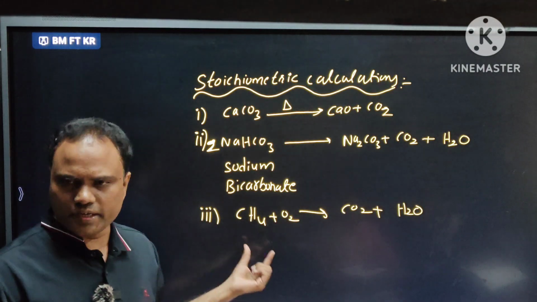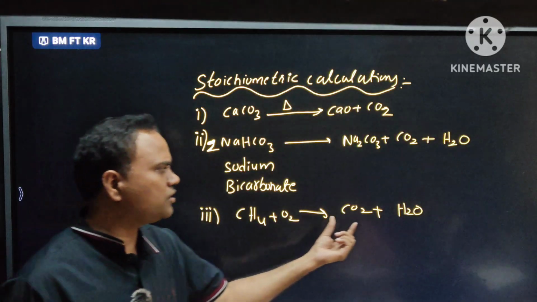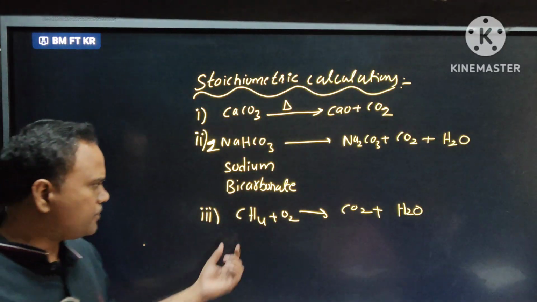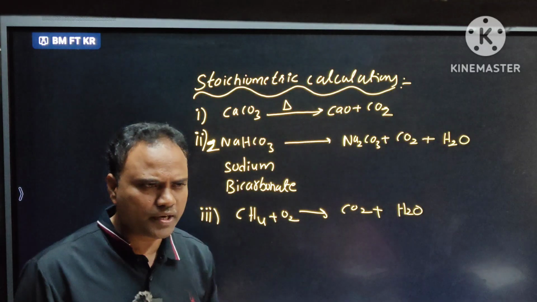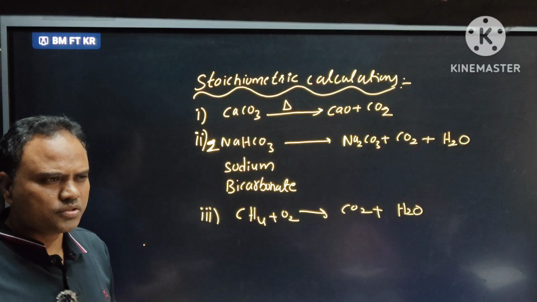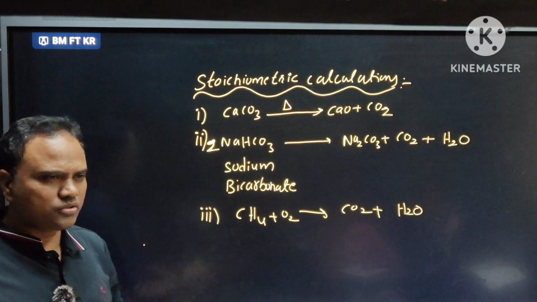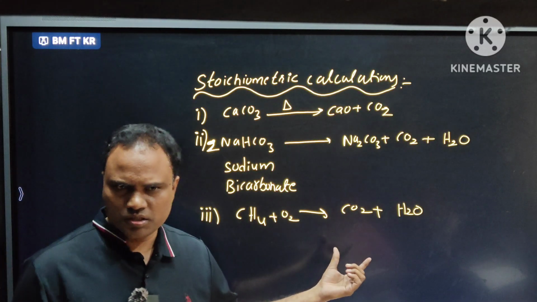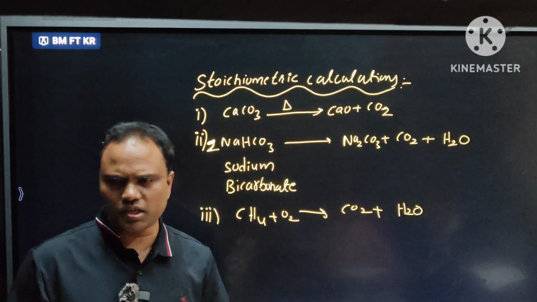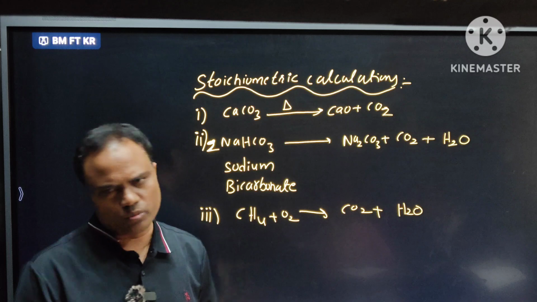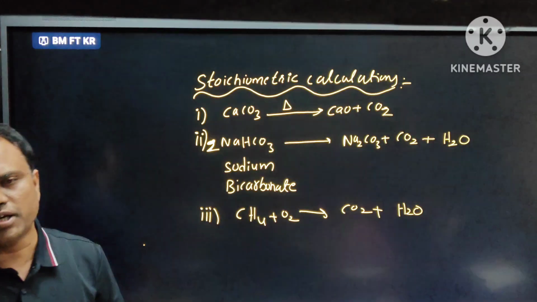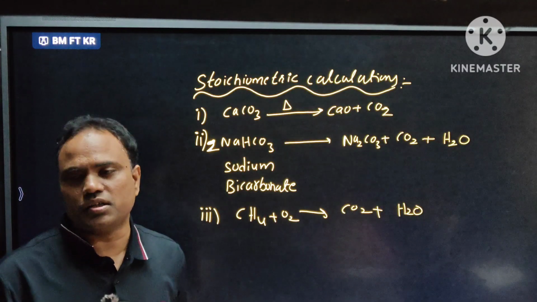This is also an important equation. When we combust any hydrocarbon, what are the products? Always CO2 plus H2O, fixed. Carbon dioxide and water. Any hydrocarbon, ethane, methane, propane, benzene, anything will produce CO2 and H2O. After that you have to balance. After balancing only start the question.